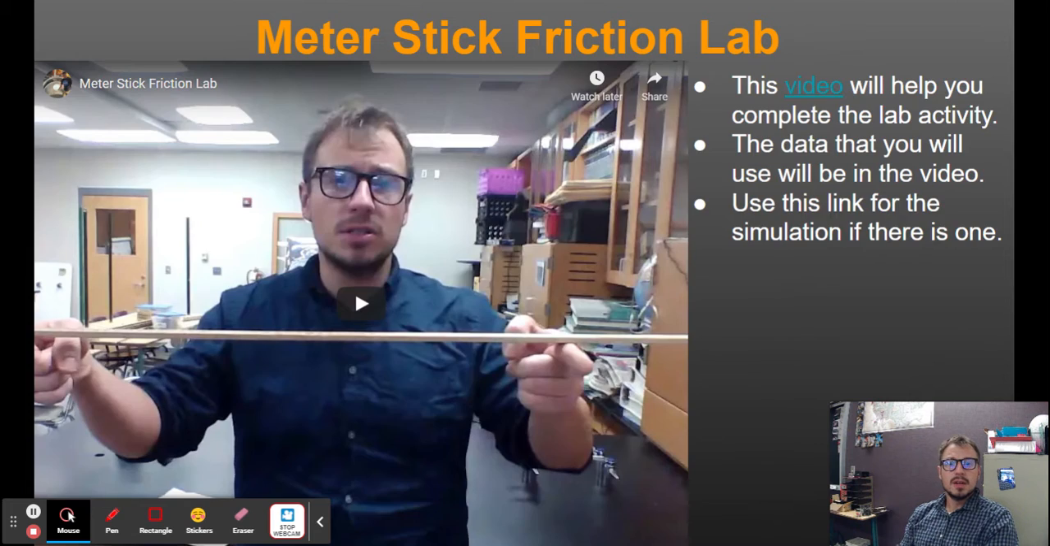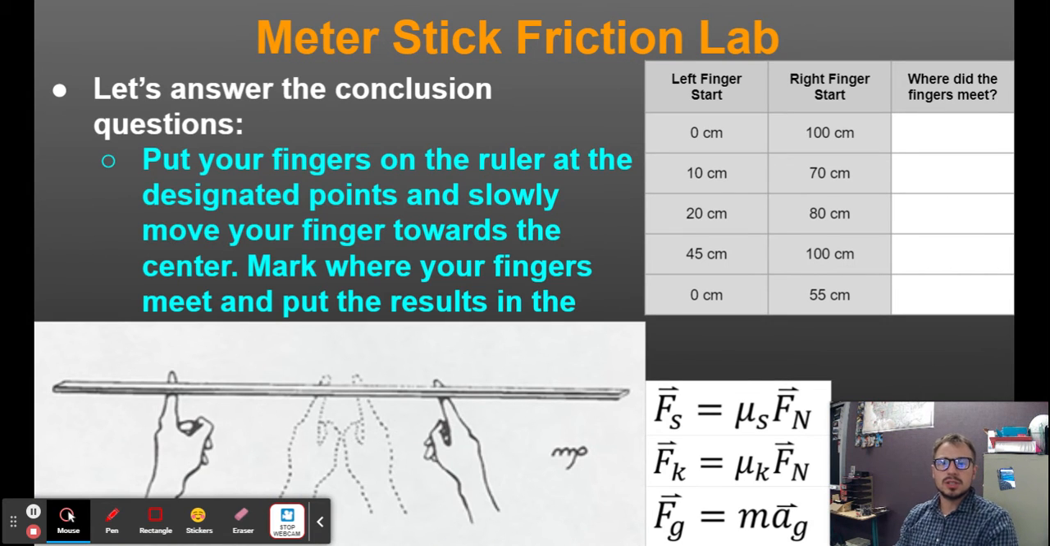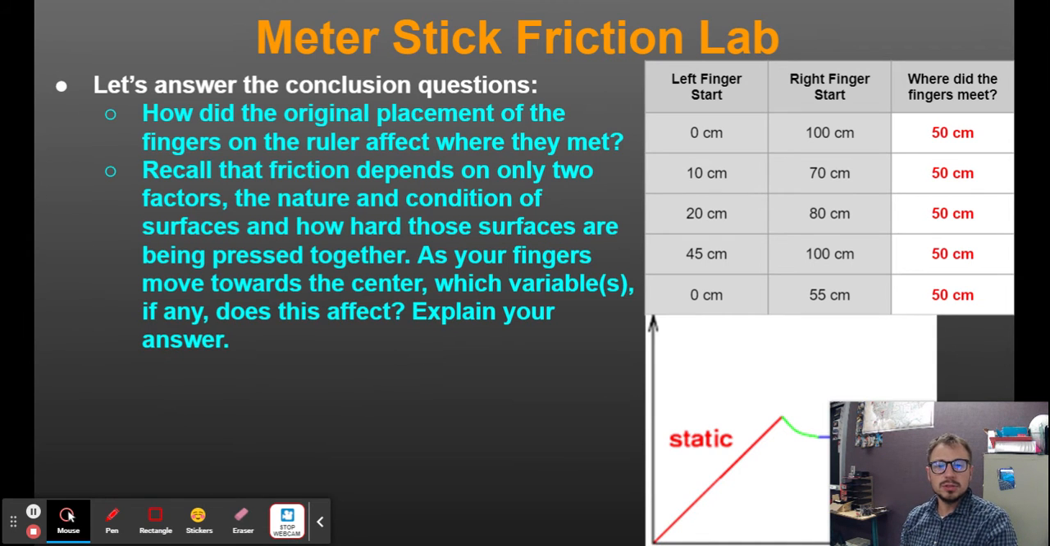So this last one is the meter stick one. What you're going to do is put your fingers on the ruler at the designated points and slowly move your fingers toward the center. Mark where your fingers meet. Results in the table. So what you should get is that they should meet no matter where you start those fingers. They're going to meet at the same spot.